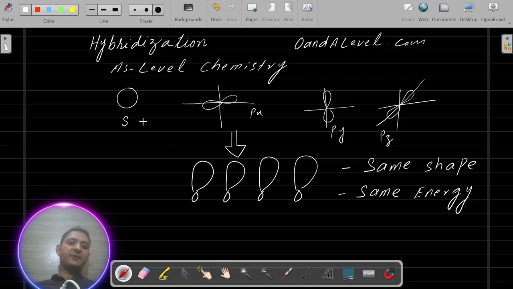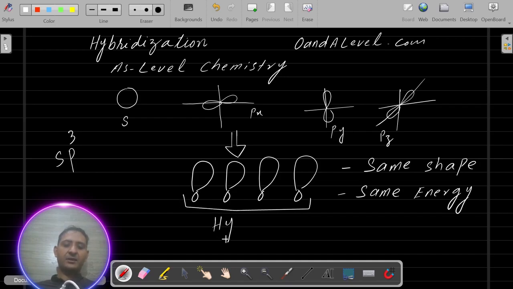Now because there are 1 s and 3 p orbitals, it is known as sp3 hybridization. sp3 means that when 1 s and 3 p orbitals intermix together, they produce 4 sp3 orbitals. So here we have these, and they are actually known as hybrid orbitals.